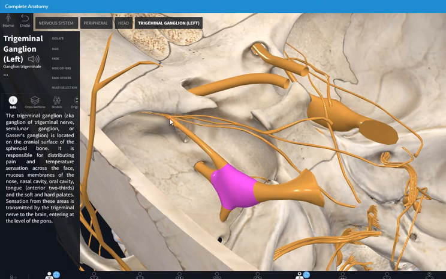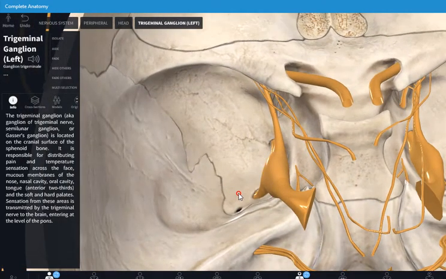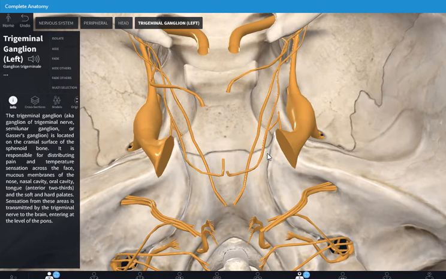The ophthalmic passes in the superior orbital fissure to find itself in the eye. The maxillary part passes in the foramen rotundum, and the mandibular part passes in the foramen ovale. So these are the three main nerves which are involved here.